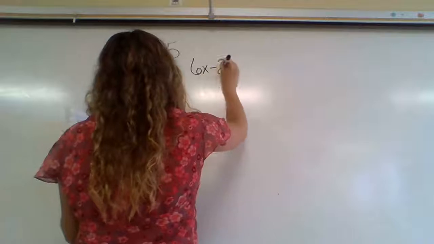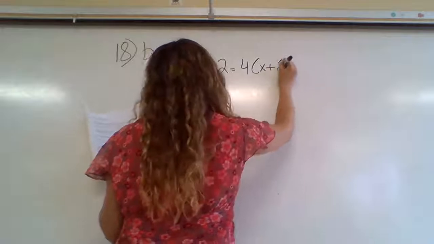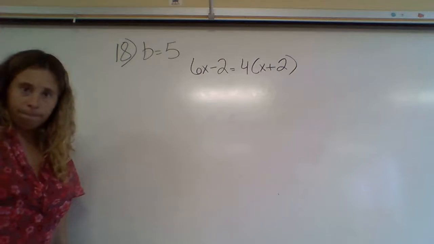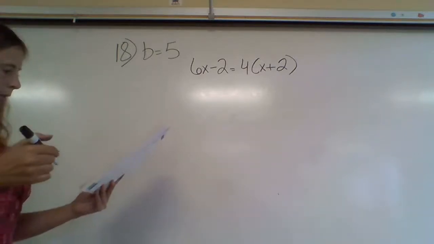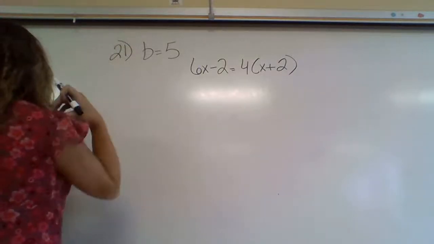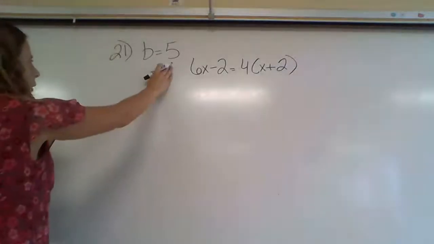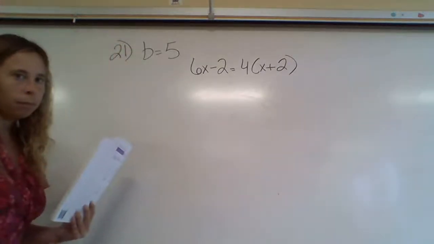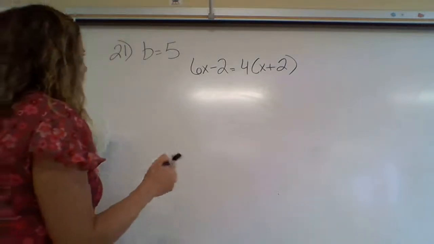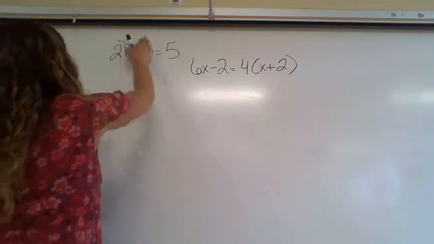6x minus 2 equals 4x plus 2. Does anyone see a problem with this? This is 21, by the way, not 18. I'm checking it to make sure I'm not just being wrong. They give you b equals 5, but I don't see a b in this equation. So that's their mistake. You can either turn this into an x, or you can turn all these into b's. So I'll just turn this into an x.